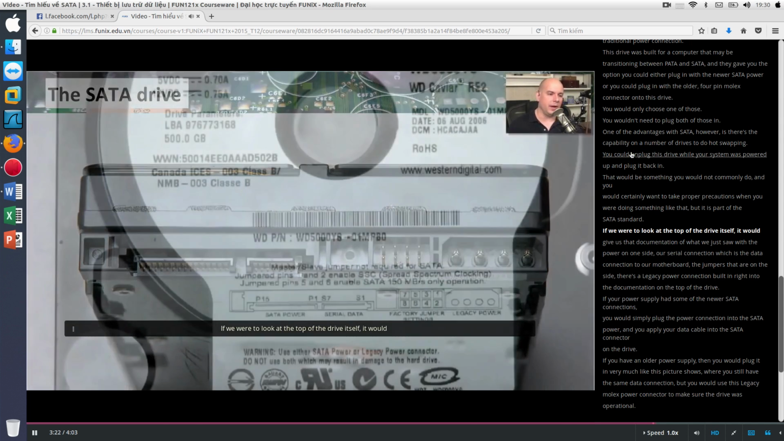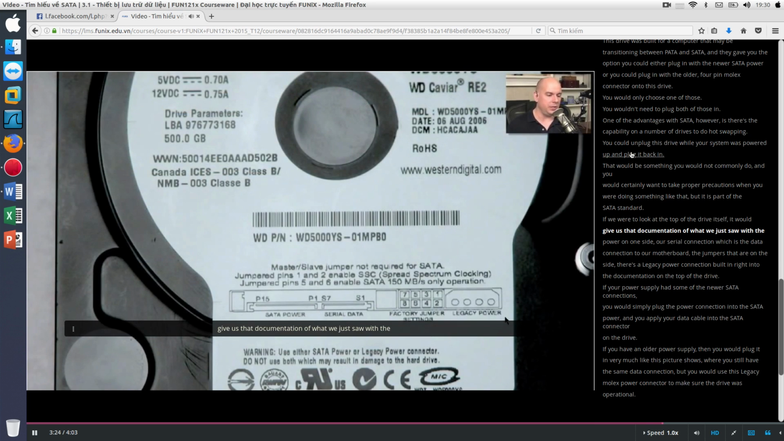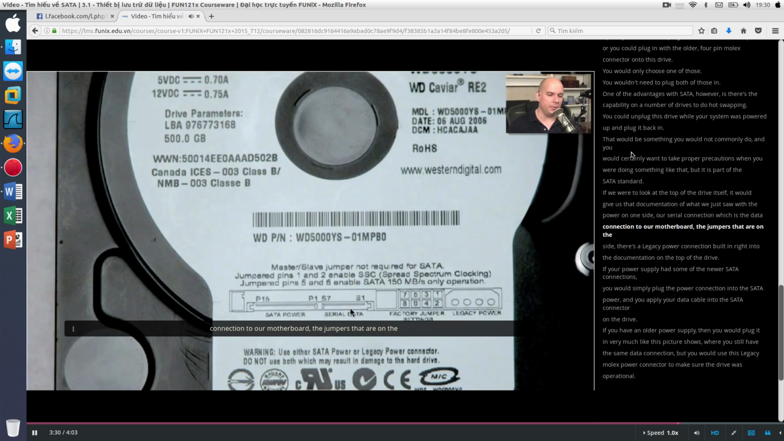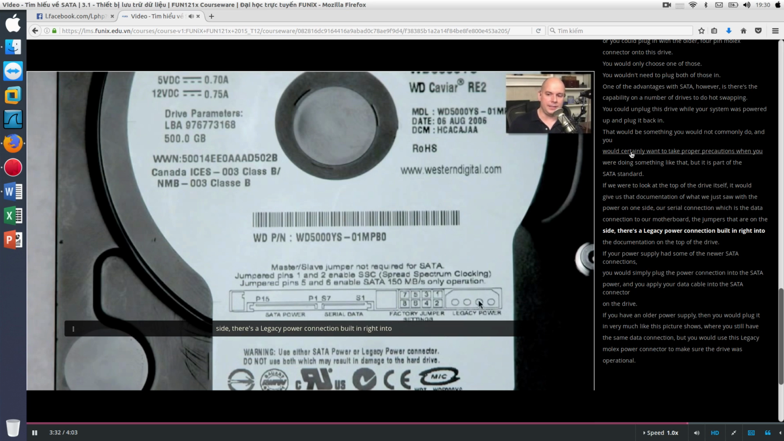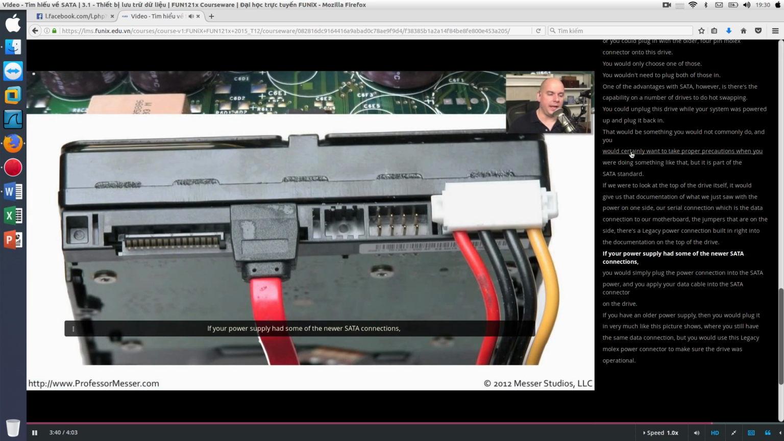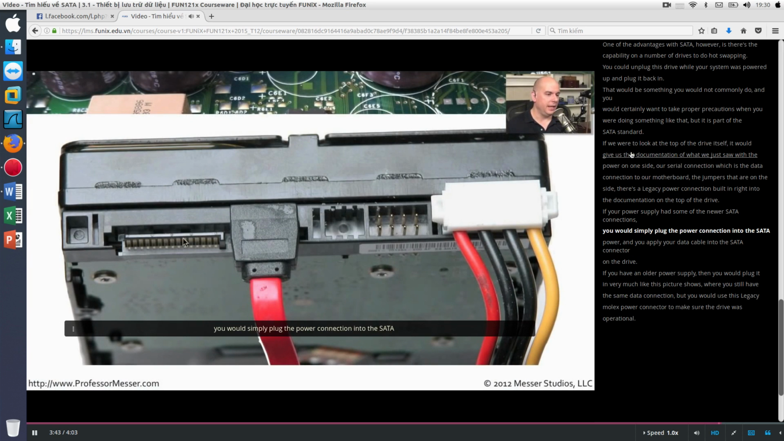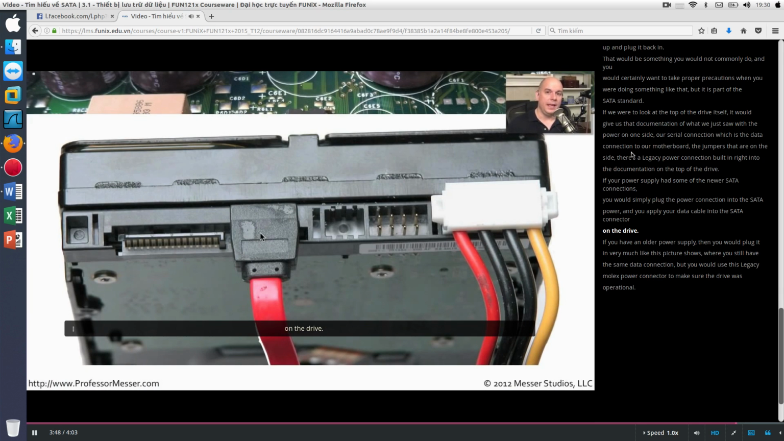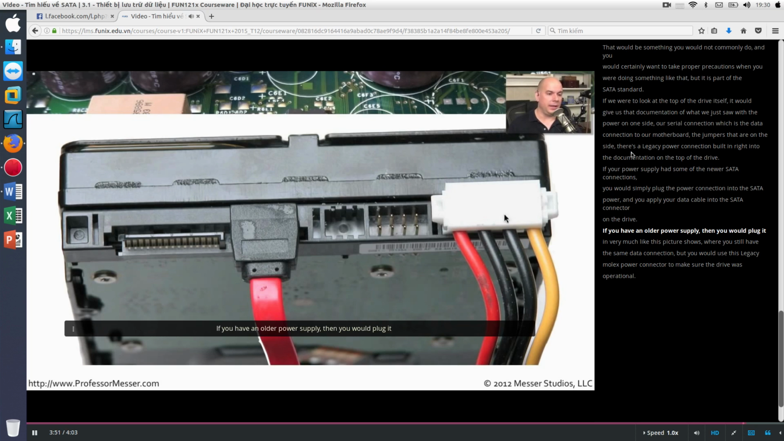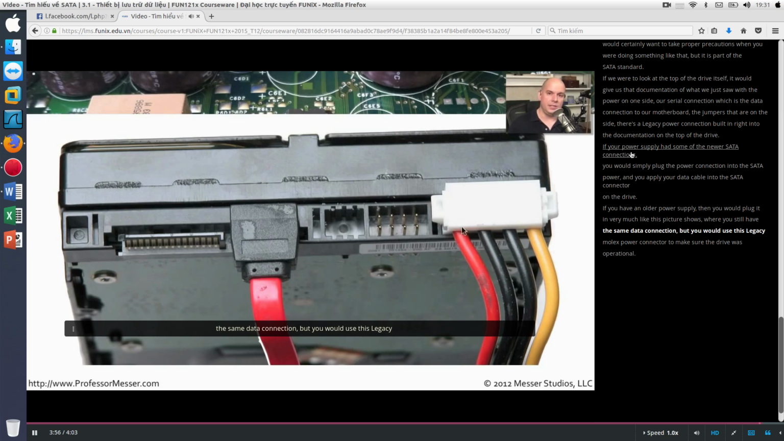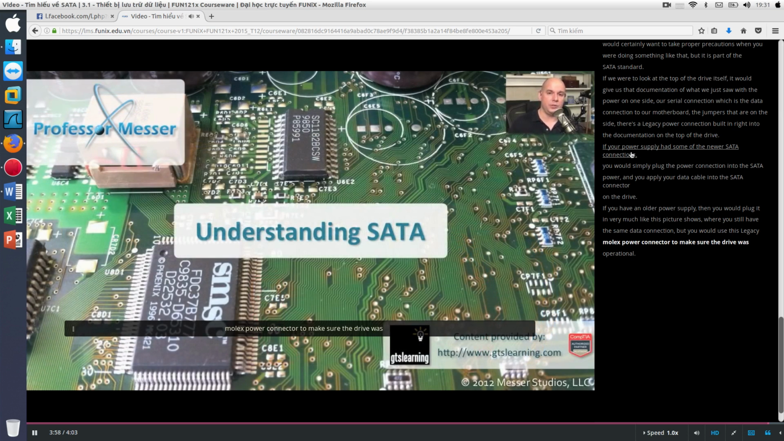If we were to look at the top of the drive itself, it would give us that documentation of what we just saw with the power on one side, our serial connection, which is the data connection to our motherboard, the jumpers that are on the side, and there's a legacy power connection built in right into the documentation on the top of the drive. If your power supply had some of the newer SATA connections, you would simply plug the power connection into the SATA power, and you would plug your data cable into the SATA connector on the drive. If you have an older power supply, then you would plug it in very much like this picture shows, where you still have the same data connection, but you would use this legacy Molex power connector to make sure the drive was operational.